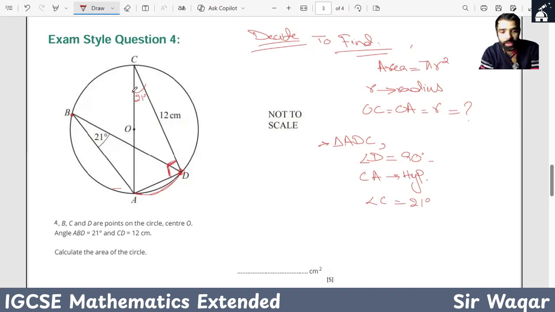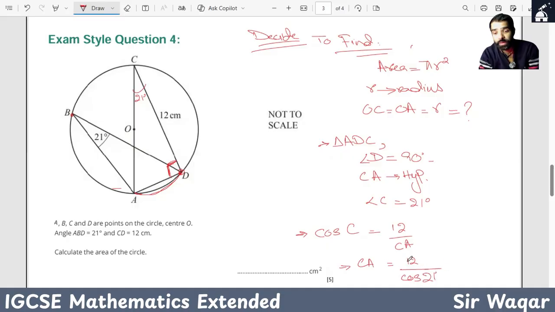So what we have to find is the hypotenuse, and the side adjacent to the angle is given. So we can use cos theta. The next step would be cos of angle theta, which is angle C. Cos of C in the triangle ADC is going to be adjacent over hypotenuse. Adjacent is 12 over hypotenuse, which is AC or CA. This way we will find CA, because angle C is 21. So CA is 12 over cos of 21 degrees.